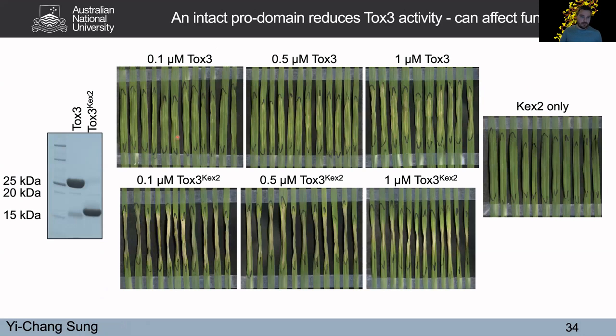This is our example. If we take TOX3 and we infiltrate full-length TOX3 with the intact prodomain into susceptible wheat lines, we see this necrotic response. In the absence of the prodomain, so when the prodomain is taken off, we see a lot stronger necrotic response, suggesting that in this case, the prodomain is really preventing TOX3 from causing that cell death and causing that necrosis in susceptible wheat. Importantly, KEX2 does nothing when you infiltrate that.